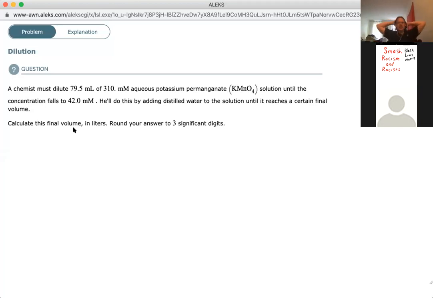Okay, so a chemist must dilute 79.5 milliliters of 310 millimolar, right? See the milli? Aqueous potassium permanganate solution until the concentration falls to 42.0 millimolar. He'll do this by adding distilled water to the solution until it reaches a certain final volume. Calculate this final volume in liters, okay? So let me show you what's actually happening.